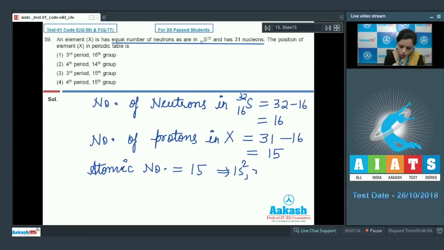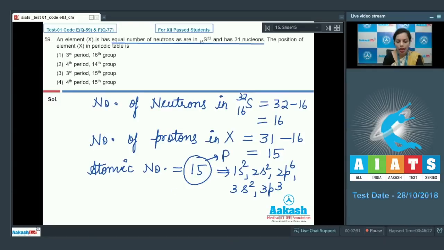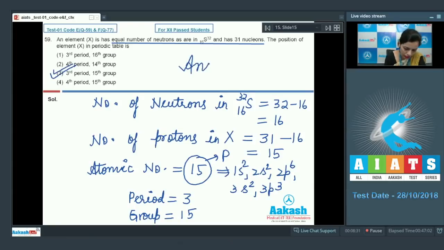And what would be the electronic configuration? That would be 1s2, 2s2, 2p6, 3s2 and 3p3. We have the electronic configuration. On the basis of atomic number, we can say this element is phosphorus. And the configuration is given here. On the basis of configuration, we can find out the period to which this element belongs. That is the third period. And the group to which this element belongs is group 15. Now on this basis, we can choose here the correct option, third period and 15th group. This is given in option 3. So I'll mark it as the correct option.